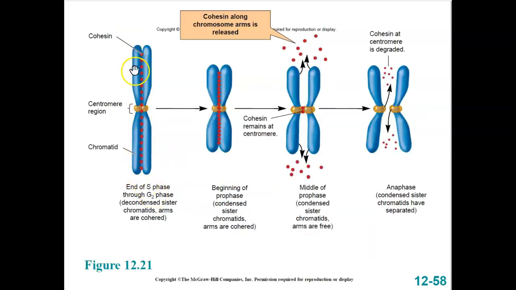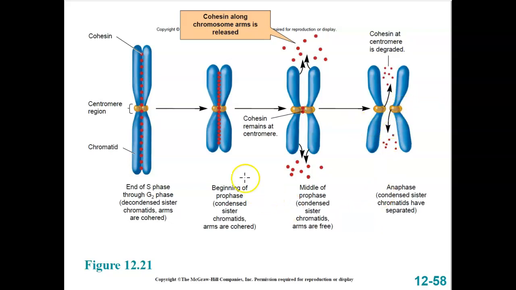Here's the upshot. You have a pair of sister chromatids. Cohesin holds the chromatids together. You begin condensation. And then at the end of prophase, cohesin only holds on to the centromere region, okay? The other cohesin molecules are released. And then at the end of M phase, going into anaphase, those cohesin molecules that were associated with the centromere and the kinetochore release, allowing the separation of sister chromatids.